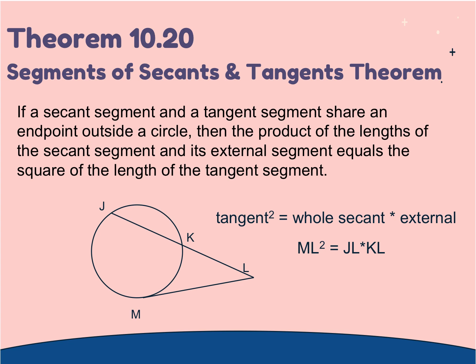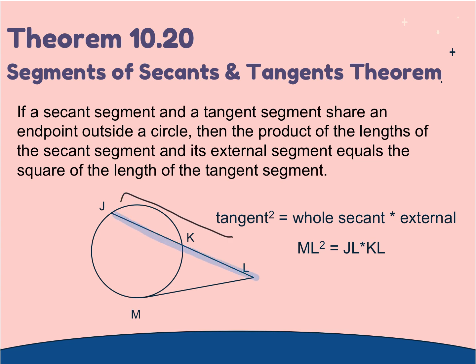Here we have theorem 10.20, which is segments of a secant and a tangent theorem. So if a secant segment and a tangent segment share an endpoint outside a circle, then the product of the length of the secant segment and its external segment equals the square of the length of the tangent segment. This is all it's saying is, again, we're going to do this entire segment.